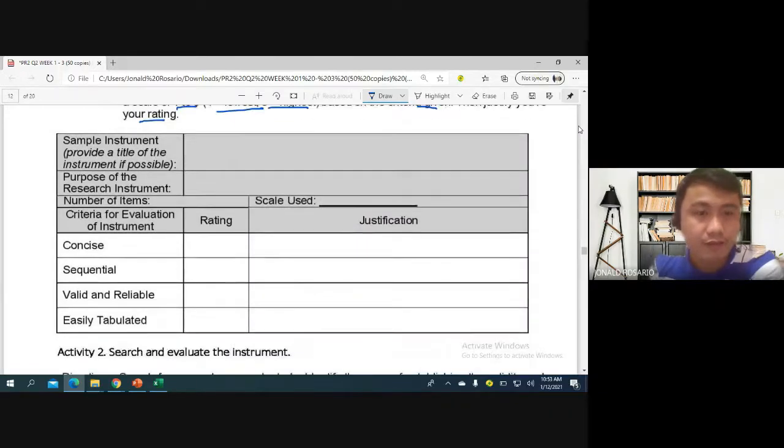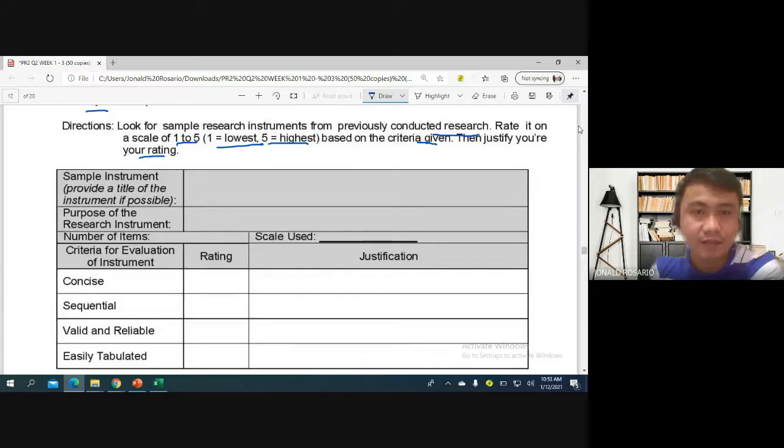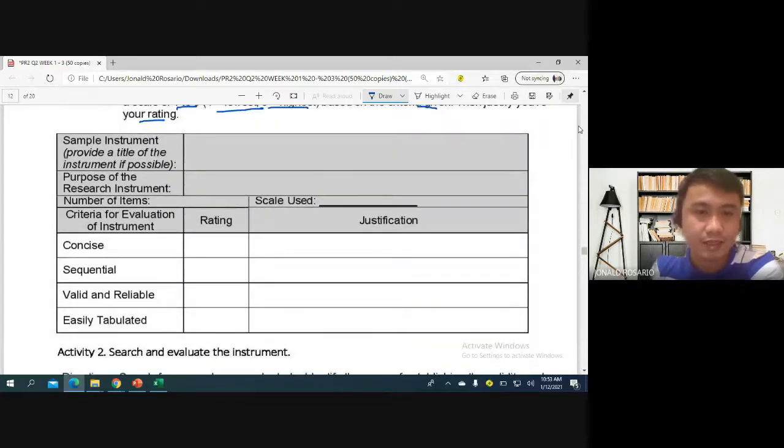Okay, so ito na yung criteria for evaluation of instrument. So, rating. Ano ang rating natin? 1 is the lowest, 5 is the highest. You can have 2, 3, 4. Basta 1 is the lowest, 5 is the highest. And justification: sequential, valid and reliable, easily tabulated. Ito yung characteristics kanina ng isang good instrument. I-rate nyo lang, and then i-justify. Usually, naka-state din yan doon sa part nung research na kukunin ninyo sa Google Scholar. Yun din ang ilalagay nyong justification.